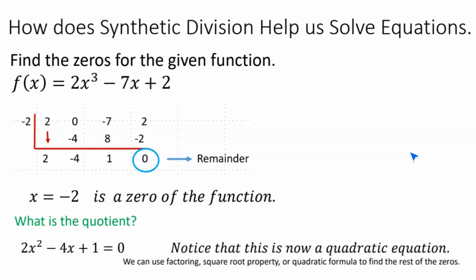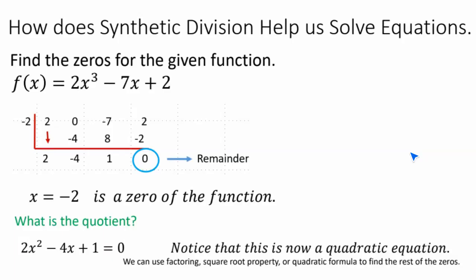Again, what we notice is we are happy because it's a quadratic and we're able to solve for these very, very easily. And there are several things that we know now on how to solve for this. We can use factoring, we can use the square root property, or we can use our quadratic formula to find the rest of the zeros. So we have one of them, and I have a feeling that we're going to find two more.